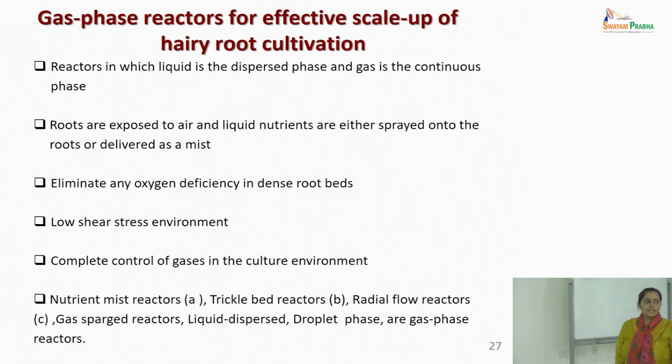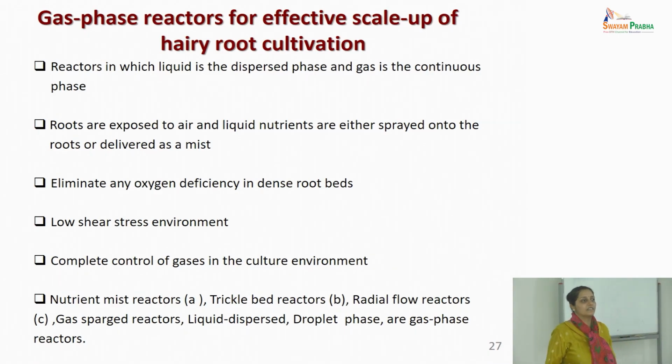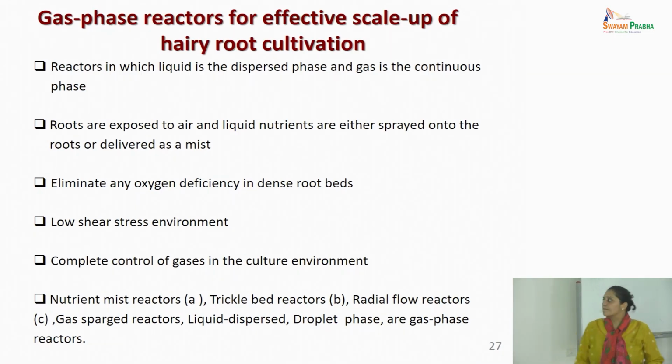So then what is the choice? People came up with modified reactor designs called gas phase reactor designs. How are they different from liquid phase reactor designs? In liquid phase reactor designs, liquid is the continuous phase and gas is the dispersed phase, isn't it? Now in gas phase reactors, gas becomes the continuous phase and liquid becomes the dispersed phase.